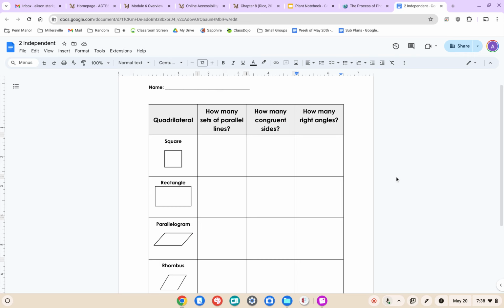Also in Chapter 8, it talked about providing opportunities for collaboration, which this worksheet would definitely offer as well, because students are working together to discuss the questions at the top of how many right angles, congruent sides, and sets of parallel lines each shape has.